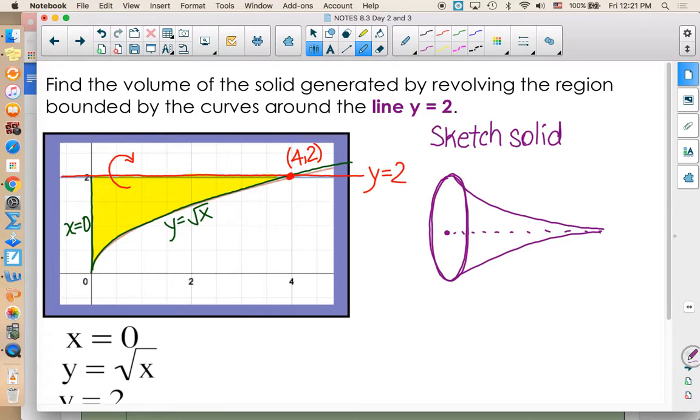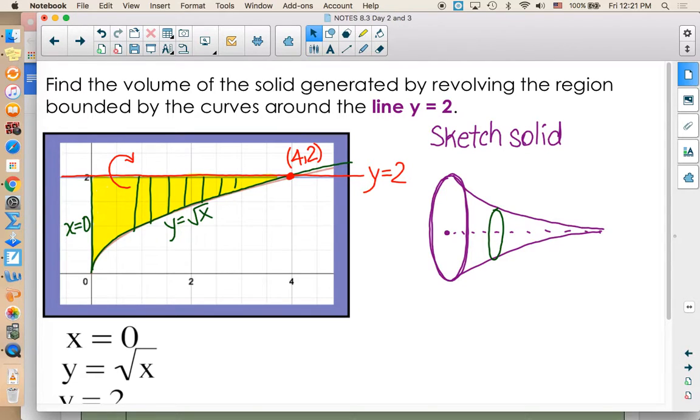Or is it being made from washers, something that has a hole in the middle of it so that there's an opening in the middle of the solid? And what we can see here is that every single one of these places would be a filled-in circle when it rotates around that line y equals 2. So this should be a solid disk.